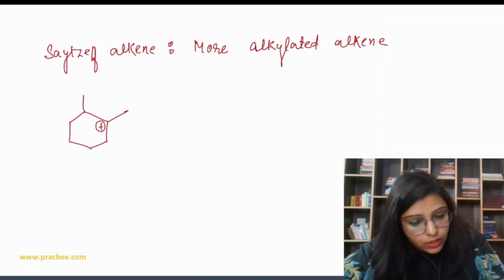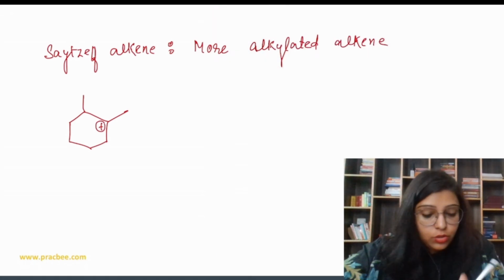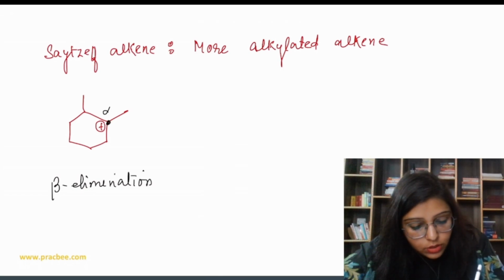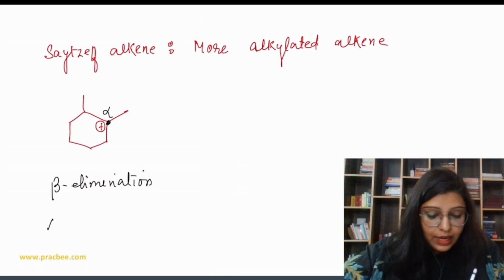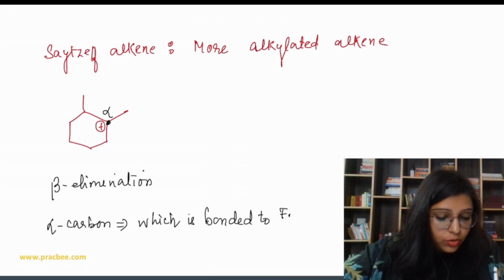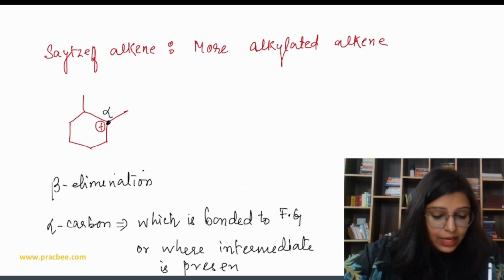And we have positive charge over here. So beta elimination is going to happen. What beta elimination is going to happen? The carbon on which positive charge is present, that is the alpha carbon. What is alpha carbon? It is bonded to the functional group, or where the intermediate is present. So that is the alpha carbon.